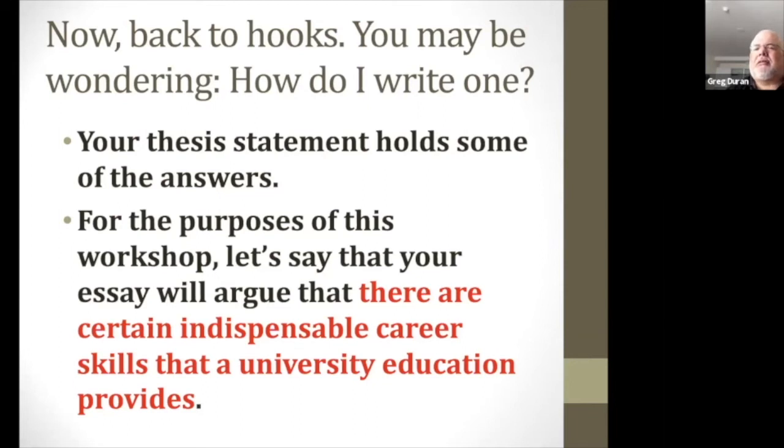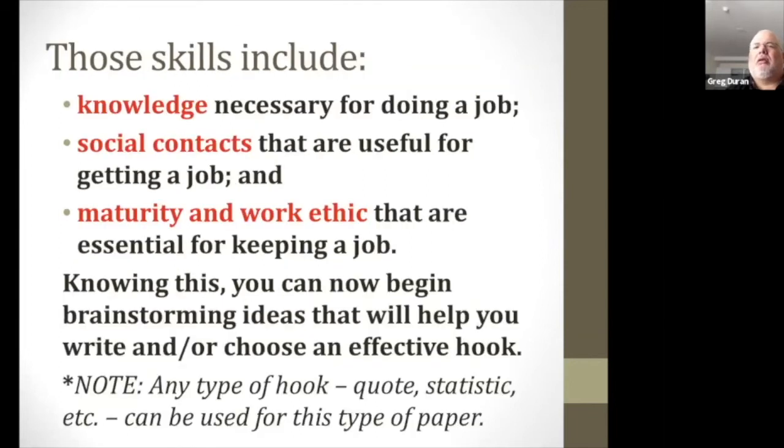So next slide, please. So we've boiled it down to 3 skills: knowledge that you need for the job, social contacts that you need to get a job, and the maturity and work ethic that you need to keep a job. So we've kept it a little parallel. It's like what you need to do a job, what you need to get a job, and what you need to keep a job. So knowing these things, we can now begin brainstorming for a hook.